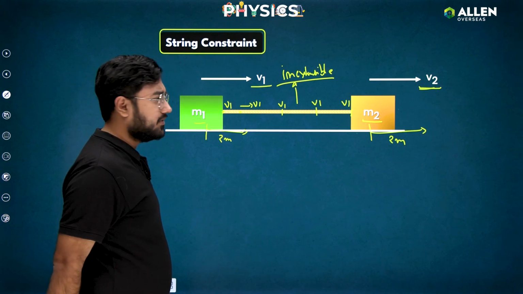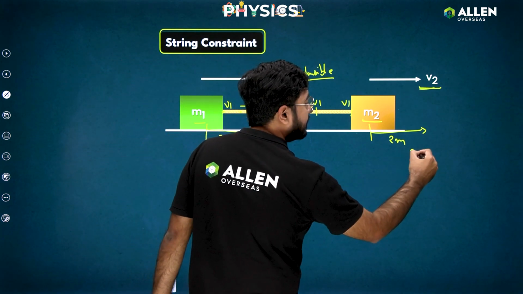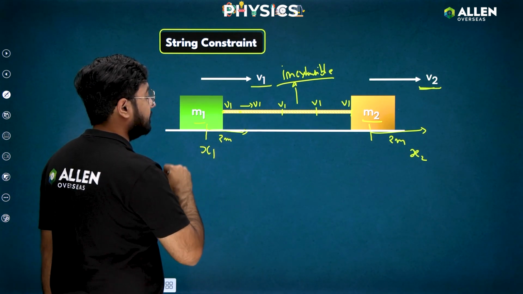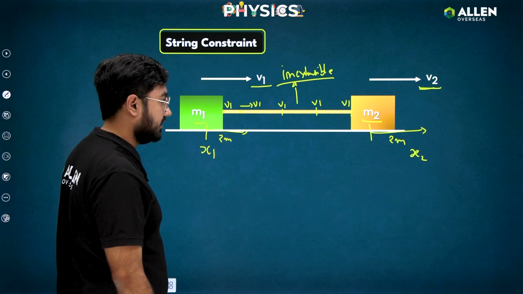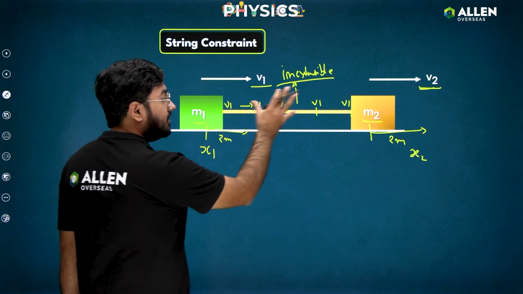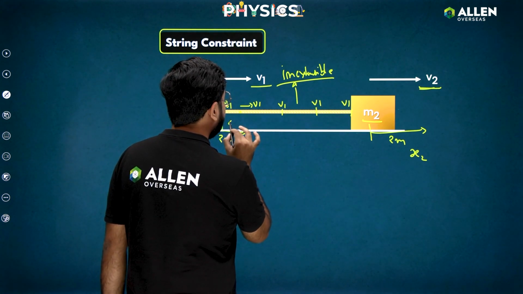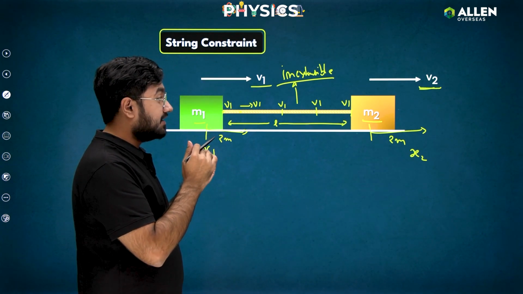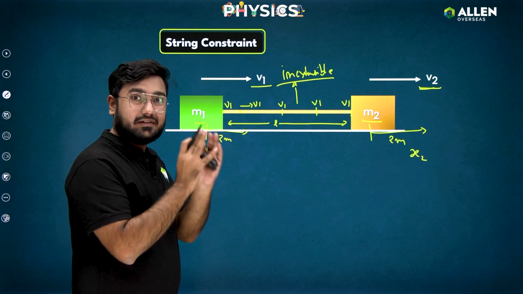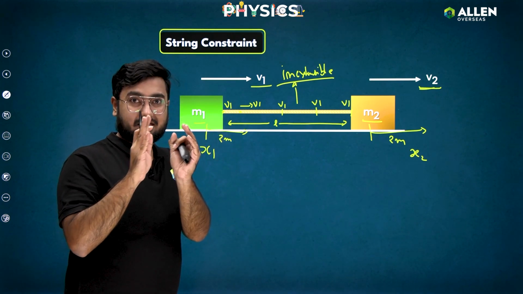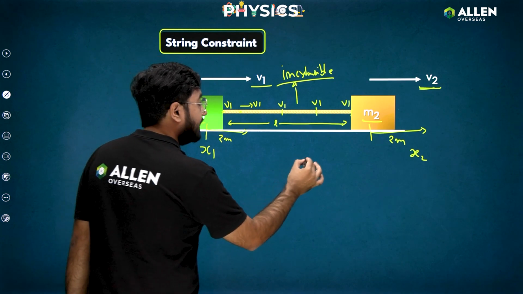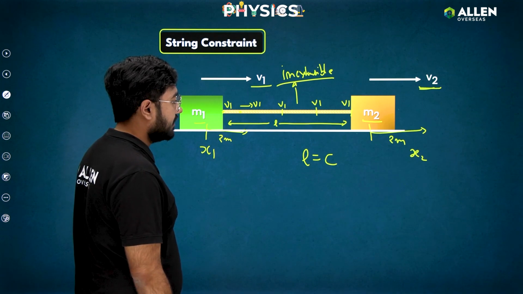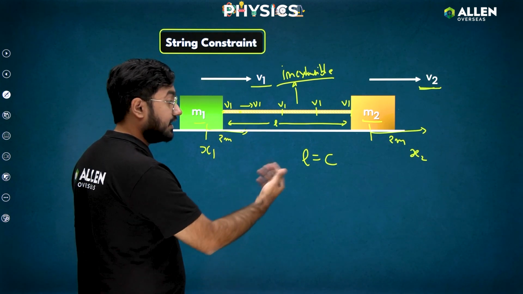How to get this mathematically? Suppose x2 is the displacement of this block, x1 is the displacement of this block, and I'm saying the length of the string is constant. Suppose length is L. So let us mathematicize it. We have a literal statement that the string is inextensible. So length is constant. This is the mathematics. Now what can I infer from this?